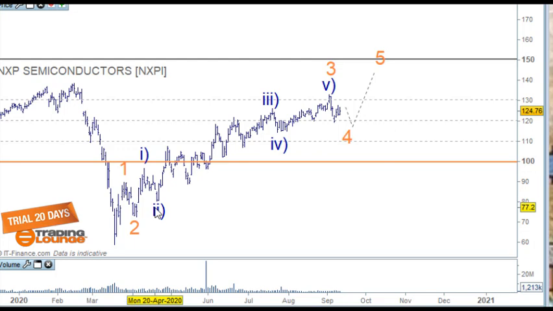But yeah, 1 and 2 here, then 1 and 2 here, and then this would count as 1 ABC for 2 here, then 1, 2, 3, 4, 5 for the third wave here, and the fourth and the fifth wave. So an A and a B and a C wave to come into play here.